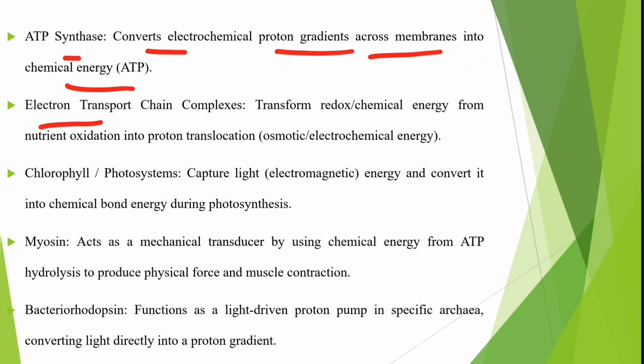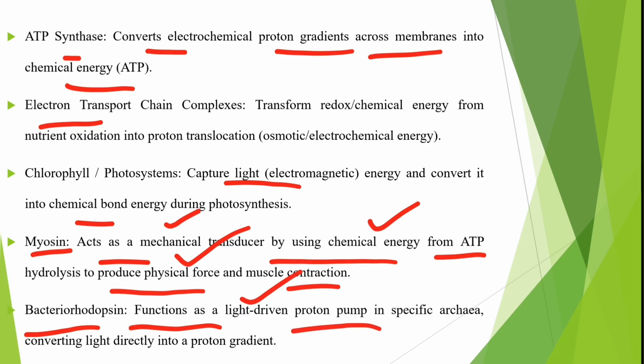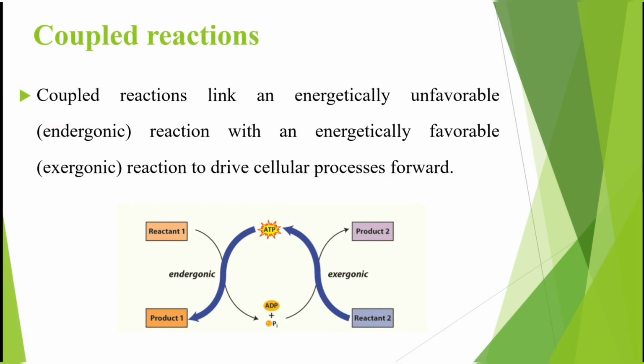Then chlorophyll or photosystems capture light energy and convert it to chemical energy during photosynthesis. Another example is myosin, which acts as a chemical transducer by using chemical energy from ATP hydrolysis to produce physical force and muscle contraction. Then bacteriorhodopsin functions as a light driven proton pump in specific archaea, converting light directly into a proton gradient. So these are some examples of biological energy transducers.